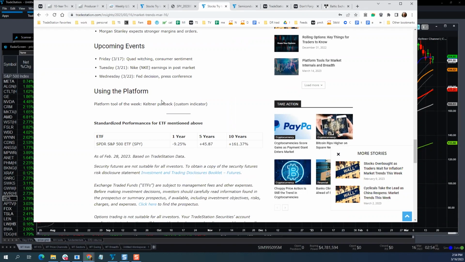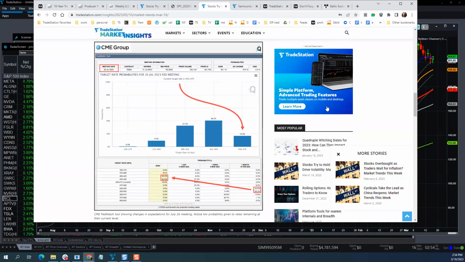Now, I showed you this Keltner pullback. These are the main things I want to show you. Let me see if there's any other. I wanted to mention one or two other things. Baidu. All right.